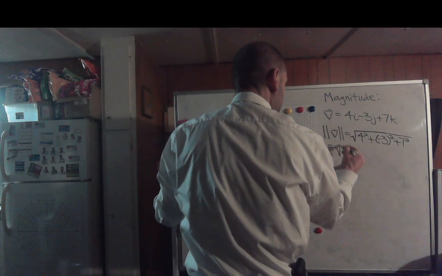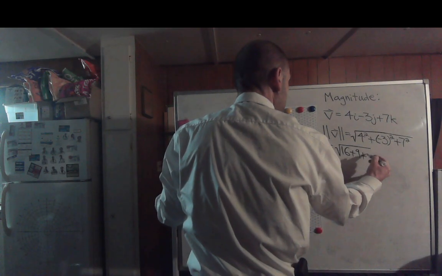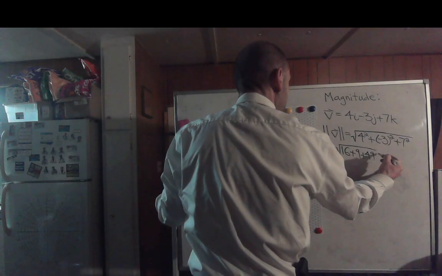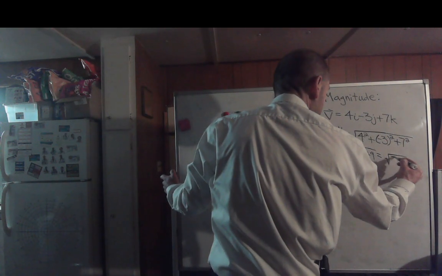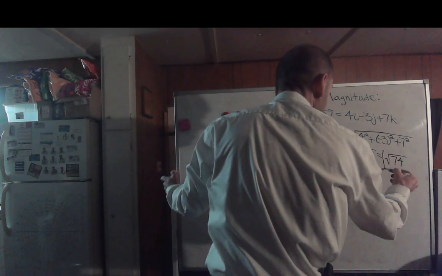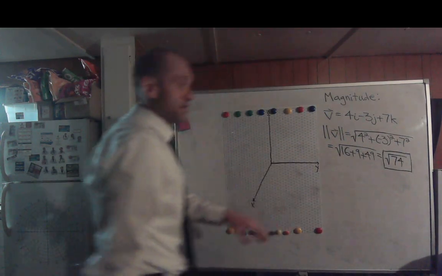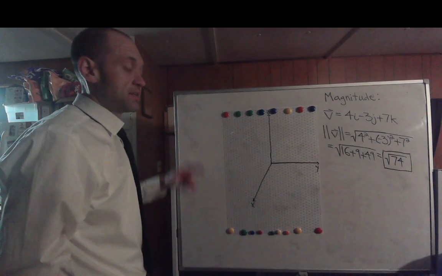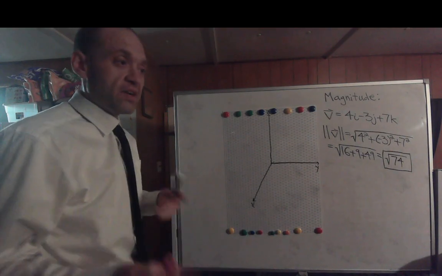So let's square every term under here. 4 squared is 16, plus a 9, plus 49. So that's going to give me the square root of, let's see, 25 plus 49. That's going to be the square root of 74. And that's really the best I could get. It's not going to reduce anymore. So the magnitude of this vector is the square root of 74 units, which is more than 8. It's over 8. Alright, so that's finding the magnitude.